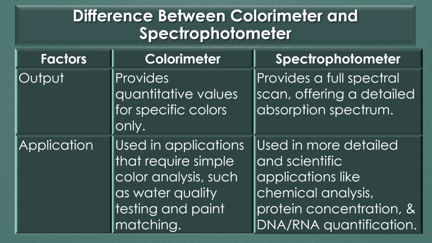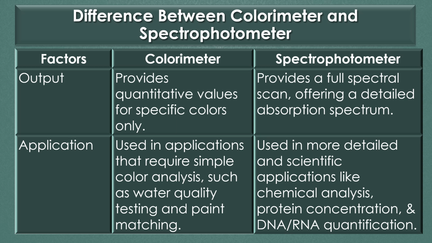Output: colorimeter provides quantitative values for specific colors based on its wavelength only. Spectrophotometer provides a full spectral scan, offering a detailed absorption spectrum.